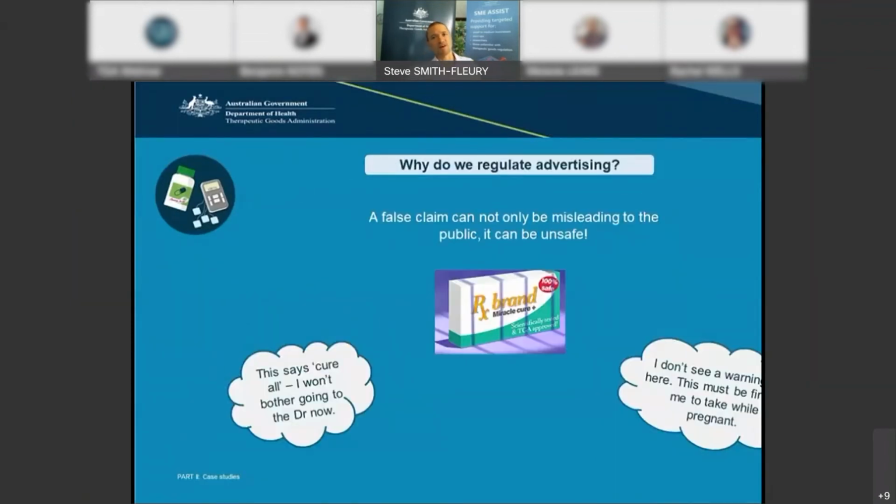So we regulate advertising because not only can a false claim be misleading, when it comes to therapeutic goods, it can also be unsafe. Advertising must not be socially irresponsible or mislead or deceive the consumer. You can see here some examples showing how bad advertising can be dangerous to the consumer.